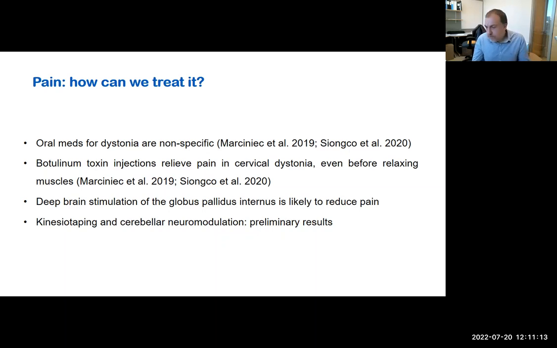People with dystonia may often use oral medications to try and relieve pain, and usually this use is non-specific, and they typically prefer using over-the-counter medications that do not need a prescription. It is, however, useful to monitor them in daily clinical practice. We know that deep brain stimulation for those patients who require it may, in cervical dystonia, reduce pain. And there are only preliminary results that definitely need verification of some physical measures like the use of the kinesio tape on the shoulder and neck muscles, or even non-invasive neuromodulation of some brain regions like the cerebellum.